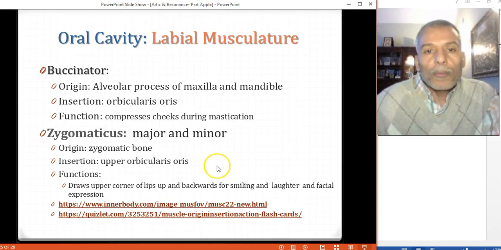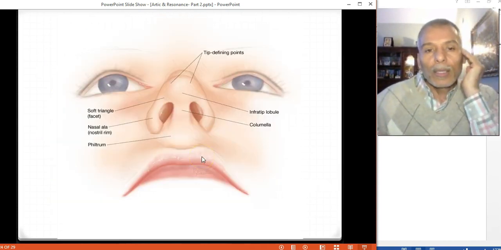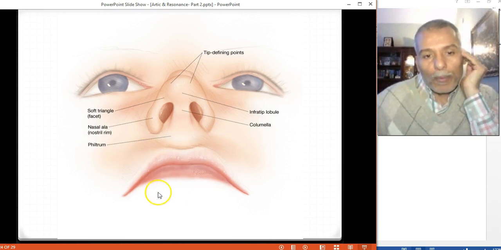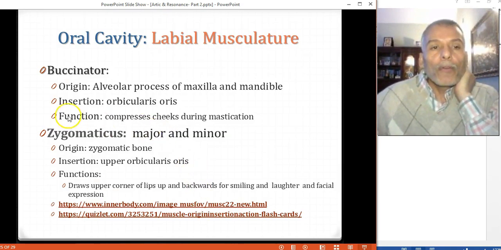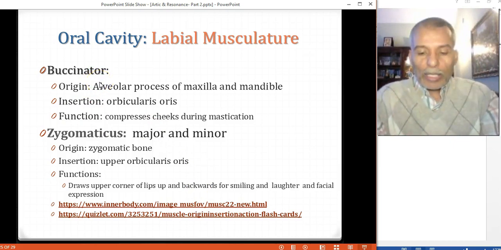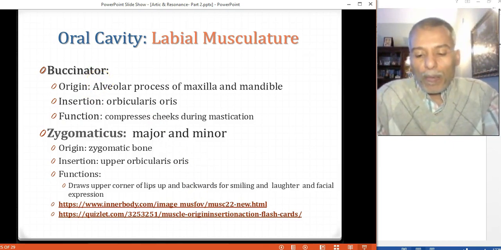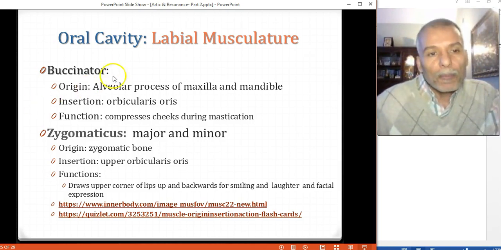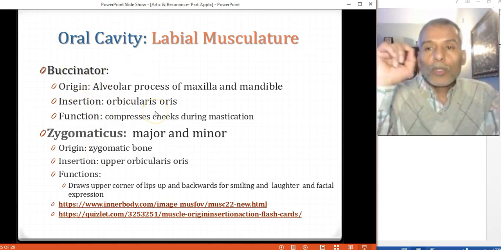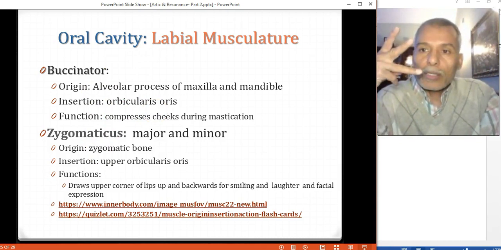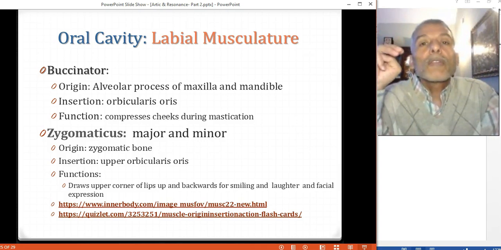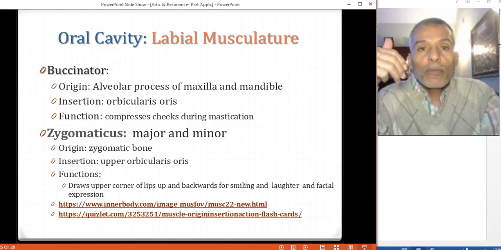So let's now look at the structures and the muscles of the lips. First, we have the buccinator. You might encounter some people who call it the buccinator, but more people say the buccinator. Before I discuss these muscles, you need to know three things for each muscle. For each muscle, you need to know the origin, you need to know the insertion, and you need to know the physiology, which is the function for each of these muscles.